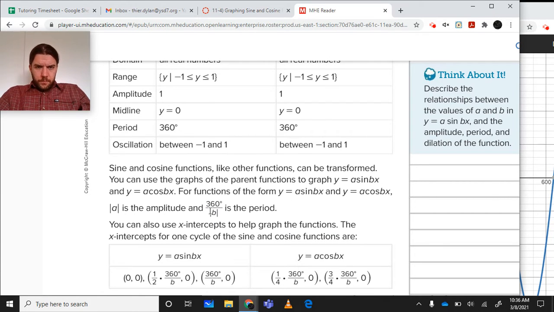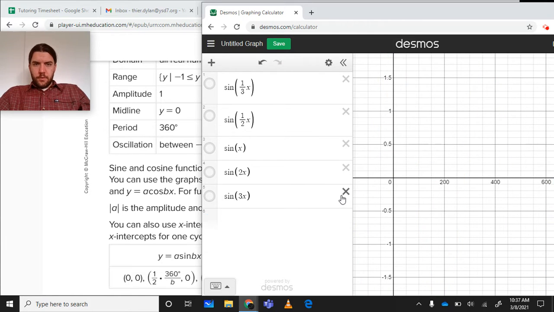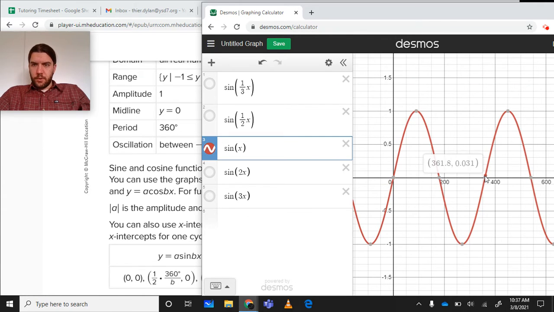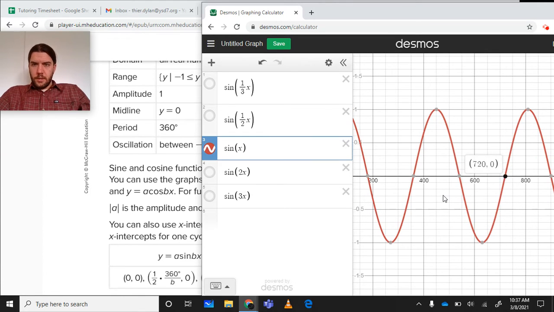For the period, we have 360 degrees divided by the absolute value of b. So b is the one that's going to be right next to our variable. Let's compare a few things here. I'm going to do my sine of x, and I've got this in degrees right now. We can see one full rotation ends at 360 degrees. Then the next one ends at 720 degrees.